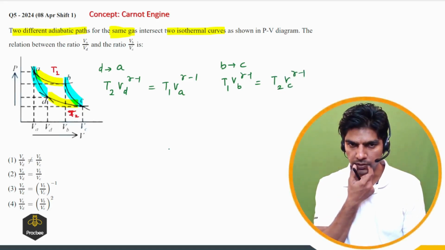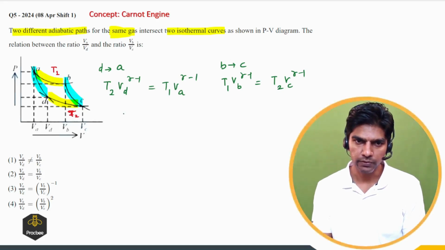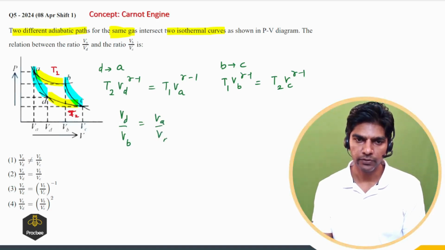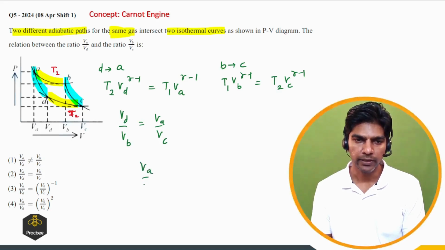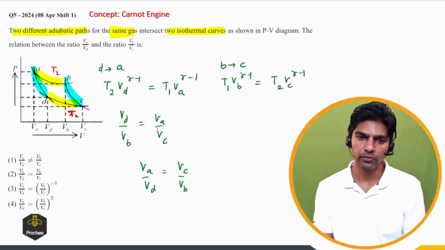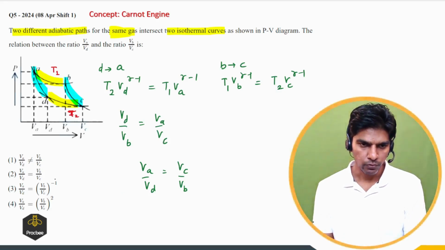Now if you divide these two equations, we will get VD by VB is equal to VA by VC, right? So we can say VA by VD is equal to VC by VB by rearranging the terms. I have taken VD on one side, VC on the other side. So if you look at the options, then option 2 is the right answer.